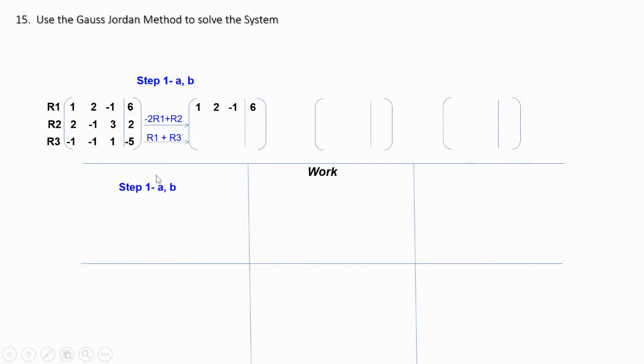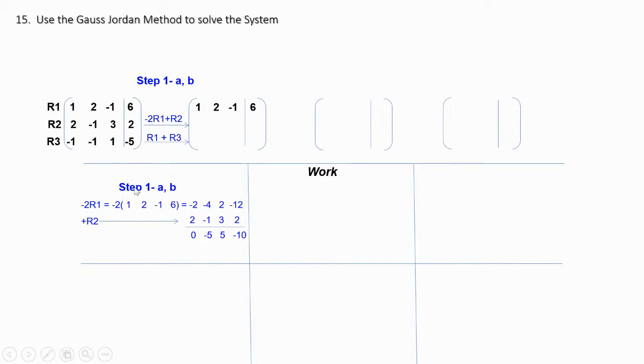So step 1AB means there's 2 steps. So -2 row 1 equals -2 times row 1, this is row 1 here: 1, 2, -1, 6. So -2 times 1 will give us -2, -4, 2, and -12. Plus row 2, we just bring it down how it is, which is 2, -1, 3, and 2. Once we add them, that'll be 0, -5, 5, and -10.